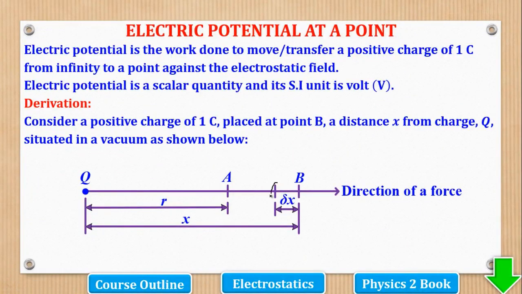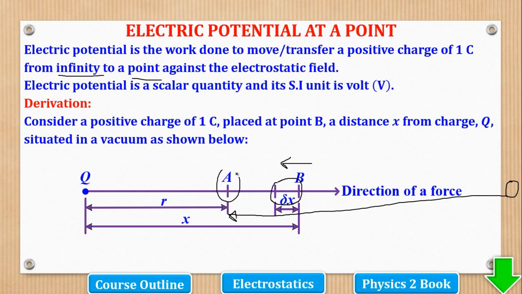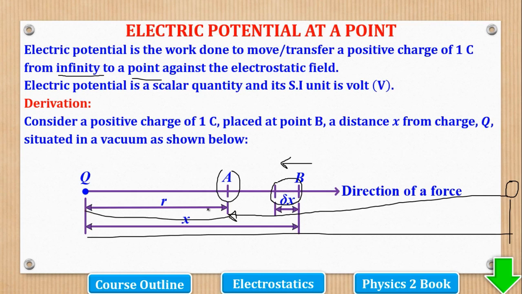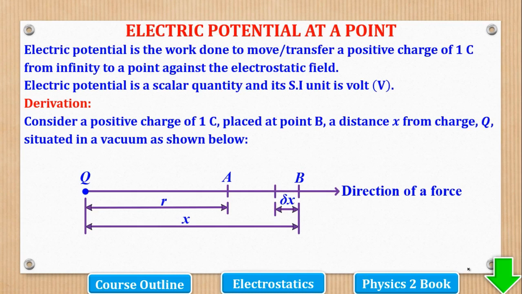Now this was used as a test to get the general expression for small work done, but our interest must be, if you look at this, from infinity up to a point against the electrostatic field. So I have to move it from infinity and bring it up to a point in the electrostatic field, which is now point A. So when I bring it here, it implies that the distance is from infinity up to a distance which is now r. Therefore I'm going to integrate.